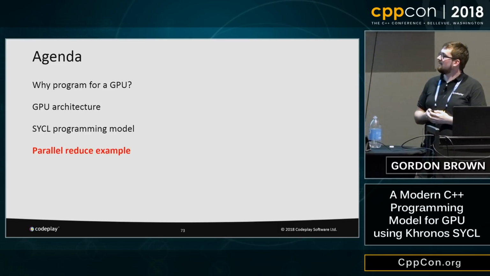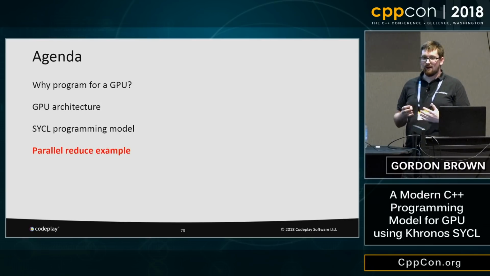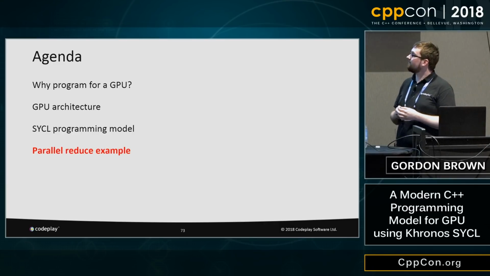Okay, so the last part is I'm going to take a look at using the SYCL programming model, how you would write a parallel reduction. For those of you who don't know, reduction is essentially like an extended accumulate. Effectively it takes a number of elements and reduces it down to a single one using a binary operation.